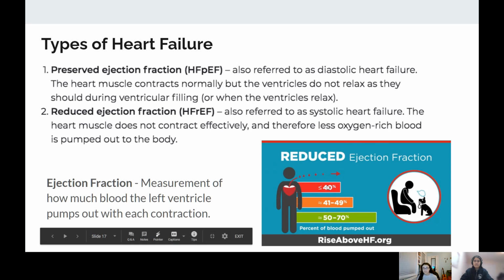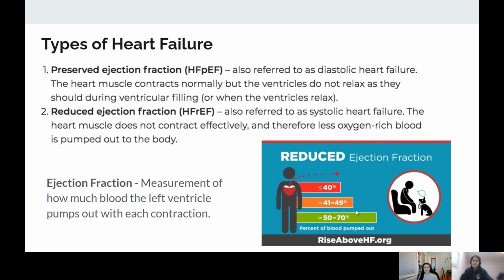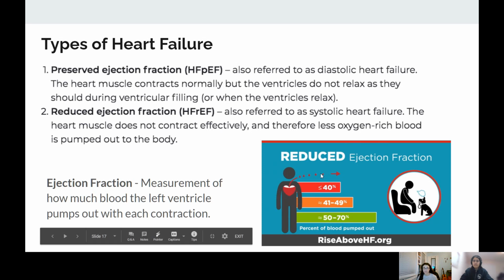The percentages that we typically look at are: if you have a 50 to 70% ejection fraction, then that is considered normal. If you have an ejection fraction between 41 to 49%, then it's kind of in the orange zone, and we probably want to look further into what is the cause of it. And if it's less than 40%, then it's most likely an indication of heart failure. So this is one of the tools that the doctor can use to make the diagnosis.